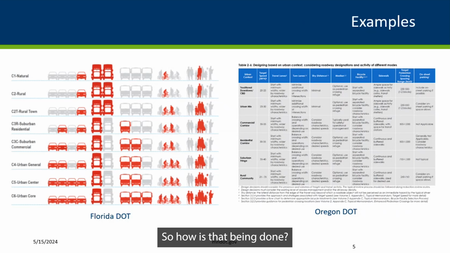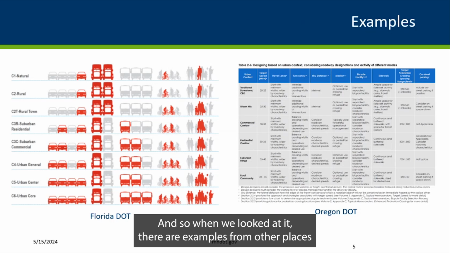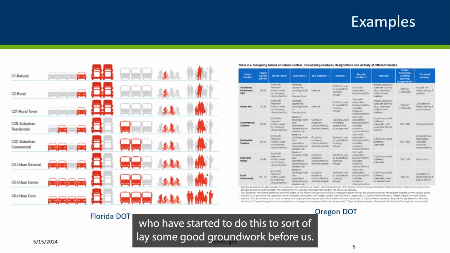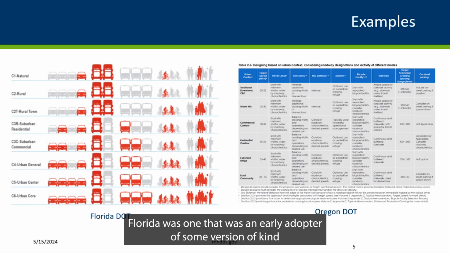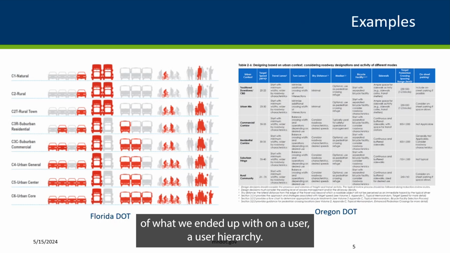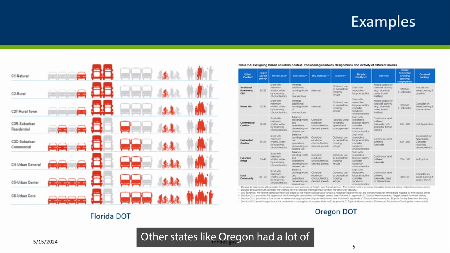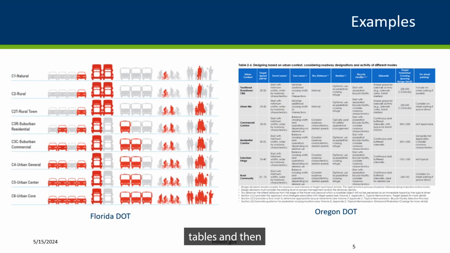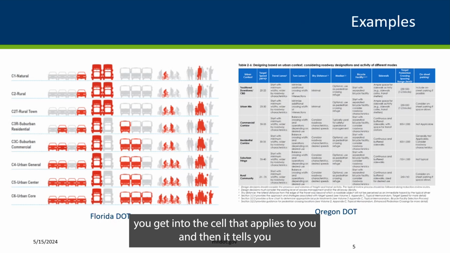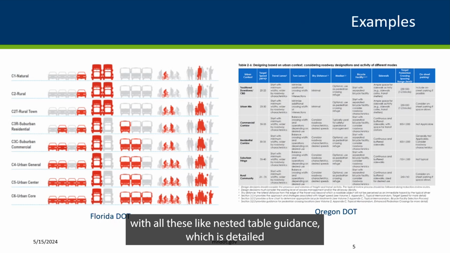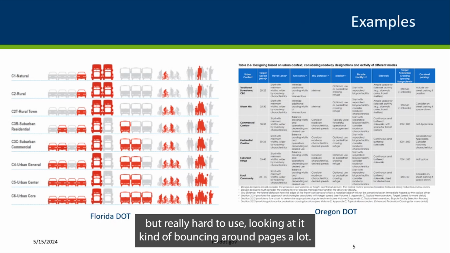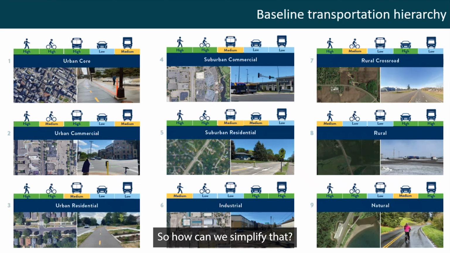So how is that being done? When we looked at it, there were examples from other places who had started to lay some good groundwork before us. There were some statewide examples. Florida was an early adopter of some version of what we ended up with, a user hierarchy. Other states like Oregon had a lot of tables, and then you get to the cell that applies to you, and it tells you to go to another page where there's another set of tables. There's all this nested table guidance, which was detailed but really hard to use. You're bouncing around pages a lot. So how can we simplify that?